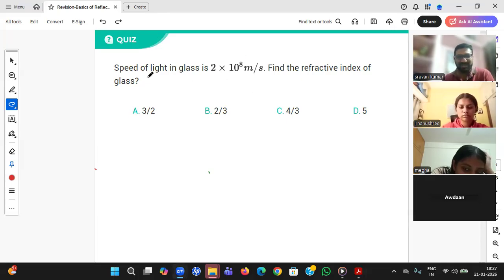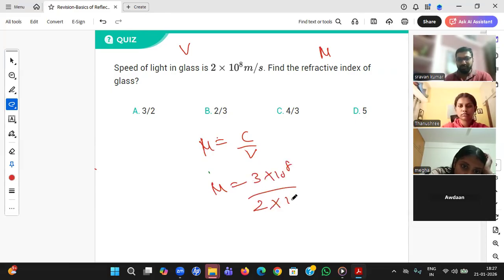Yes, Rujita, right answer. Harshini, right answer. Megha, and the speed of light in glass. So, students, this is an easy one, right? V is given, mu is asked. What is the formula connecting mu and V? Mu equal to C by V. Okay. So C is fixed: 3 into 10 power 8. V is 2 into 10 power 8. This gets cancelled. 3 by 2 is the right answer.